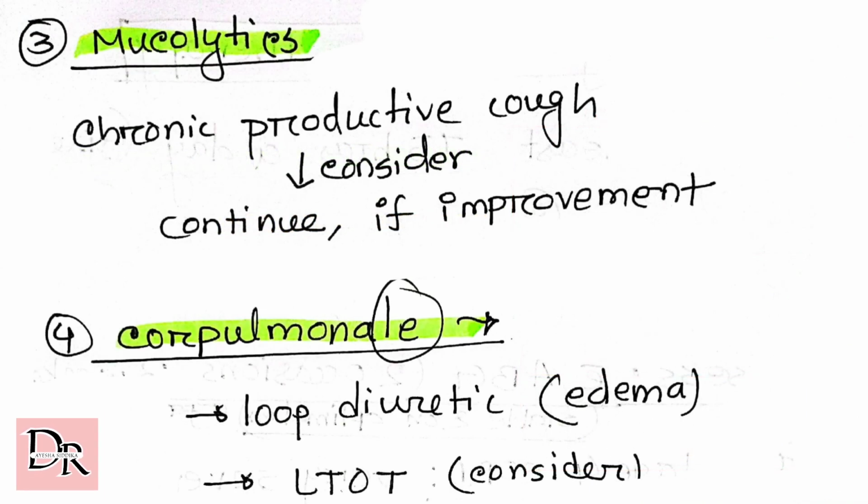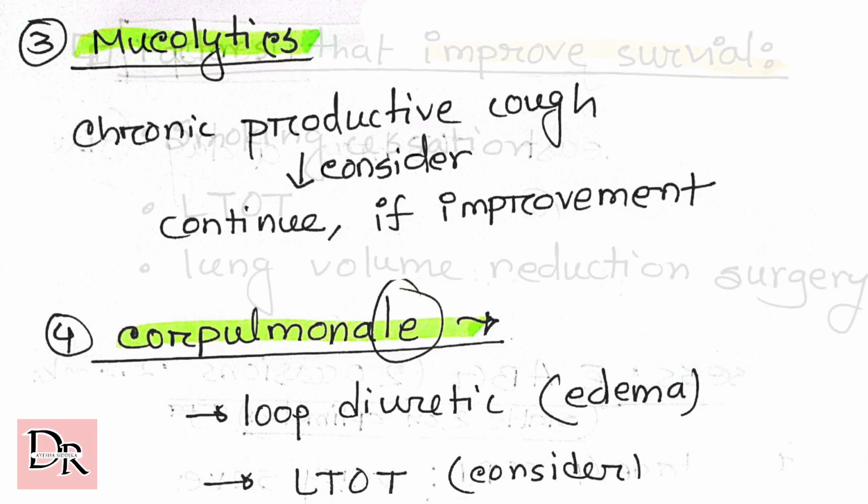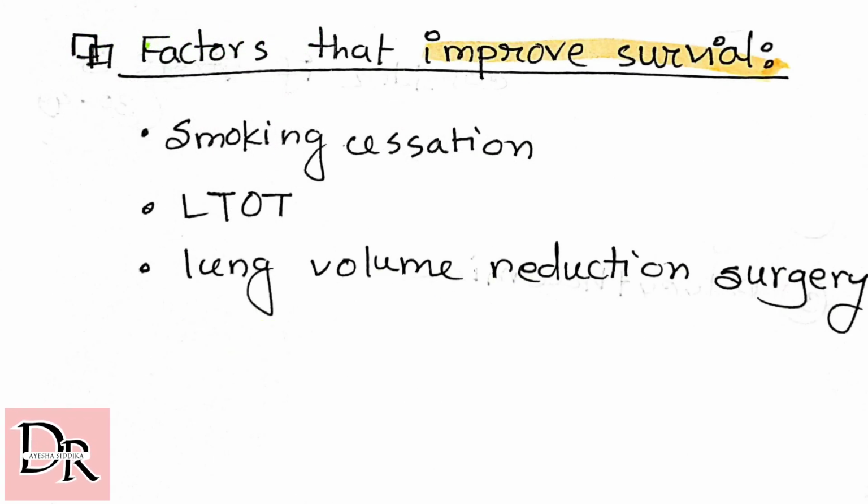Third option, we can use mucolytics. When the patient is having chronic productive cough, in that case, we'll consider mucolytics, and we'll continue if there is improvement after using this. And we have mentioned the features of cor pulmonale. We can use loop diuretics in cor pulmonale to reduce the edema. Also, we can consider long-term oxygen therapy. Okay. So factors that improve the survival: first of all, most importantly, smoking cessation, then long-term oxygen therapy and lung volume reduction surgery.